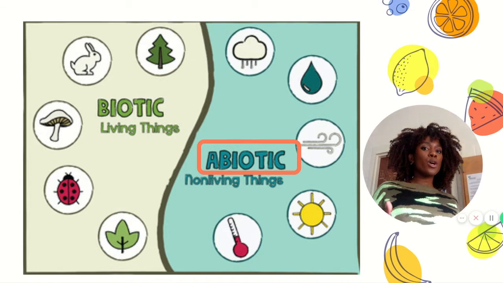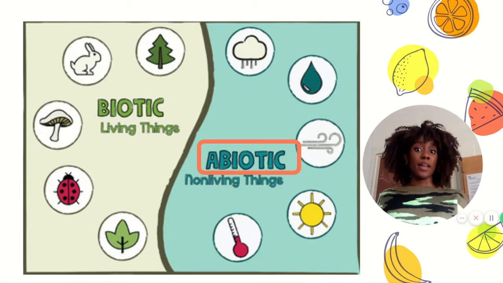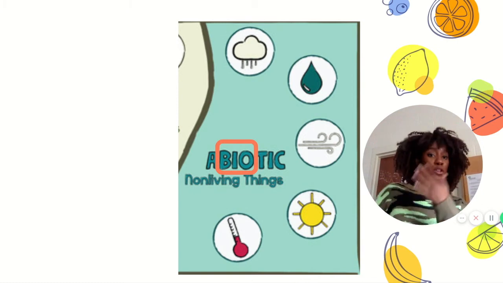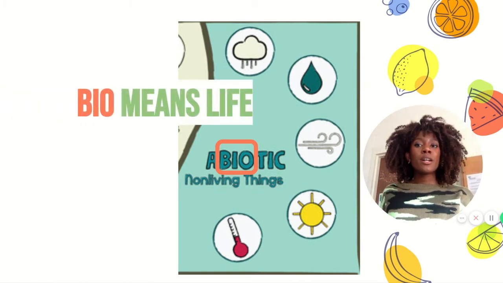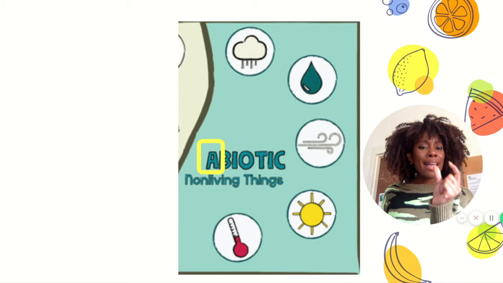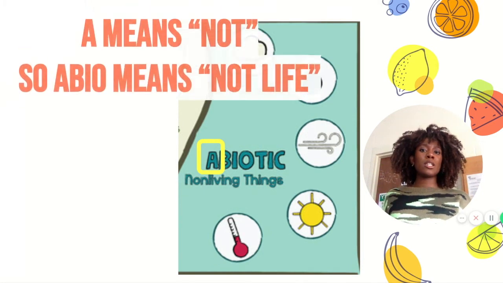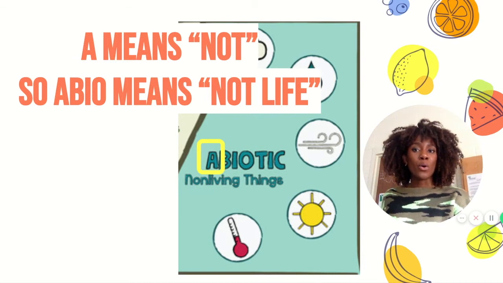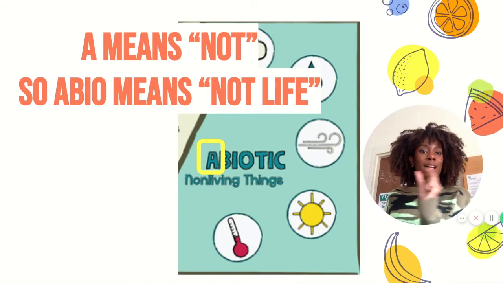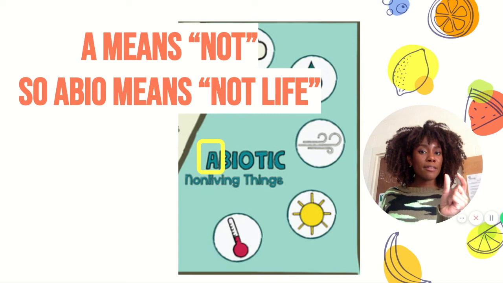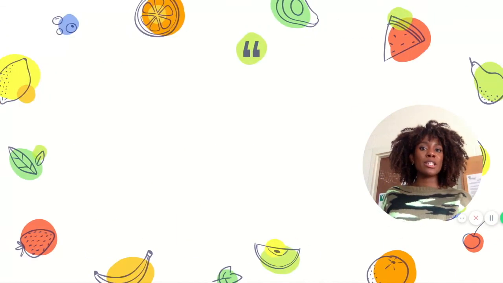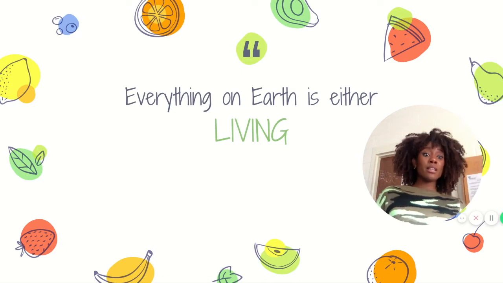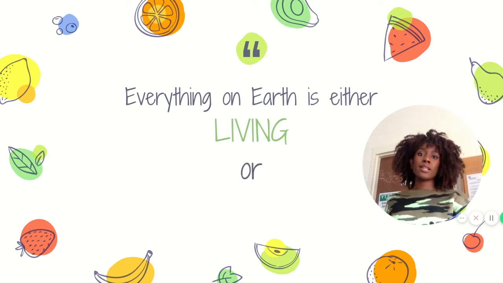Then we have this fancy word abiotic that just means non-living. Abiotic has B-I-O in it, so we know that there's something with life. However, the A means away from or not. So abio means not life, not living. So an abiotic factor is non-living. So again, everything on Earth is either going to be living or it's going to be non-living.